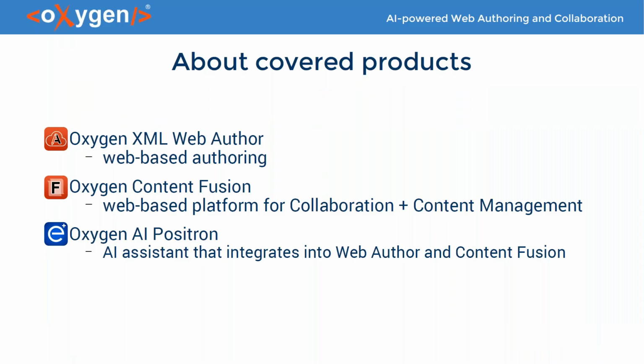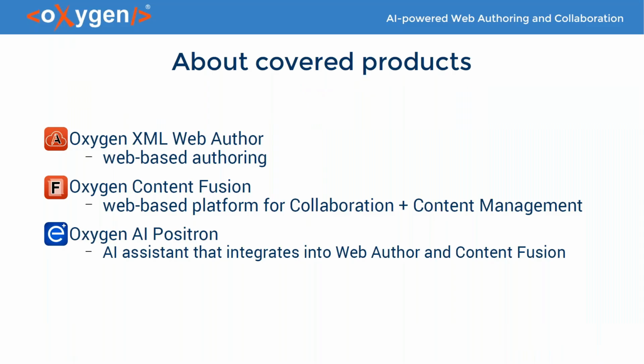Oxygen Content Fusion is our web-based platform or solution that goes further and addresses even more use cases and even more needs other than authoring. Content Fusion addresses collaboration, publishing, project level validation, and a few other requirements. The similarity between WebAuthor and Content Fusion is that both share the same editing engine, but unlike WebAuthor, Content Fusion comes with built-in storage. The storage is on Git, and it can synchronize with existing Git repositories also.